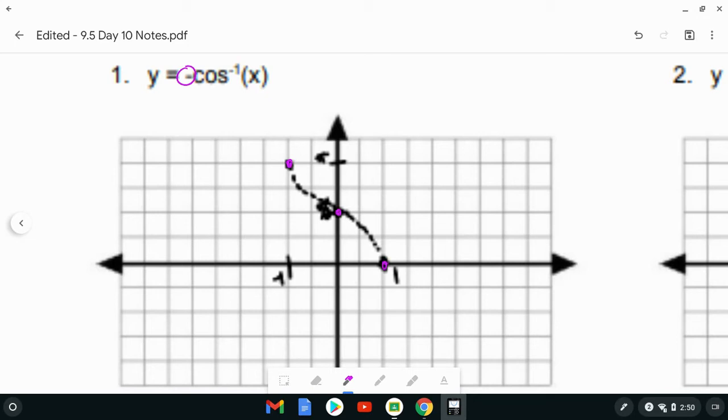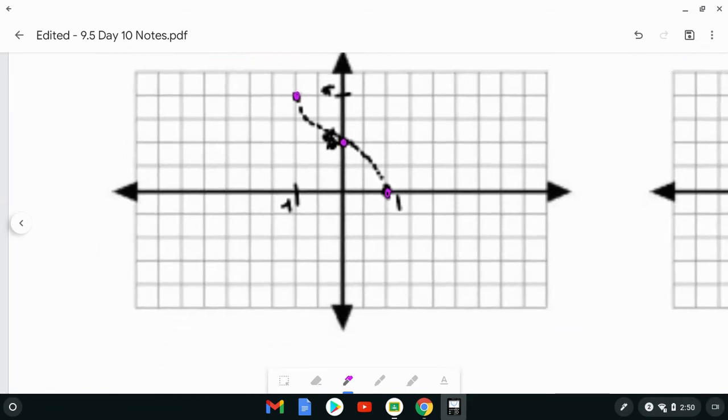Remember, a negative out in front is going to be a reflection over the x-axis. It's a vertical reflection when it's a negative out in front. So all you're going to do is take this coordinate and reflect it over to the other side. So that's at negative 1 comma negative pi. This one will reflect down to 0 comma negative pi over 2. And then this one reflects upon itself. So then your final graph here would look something like this.